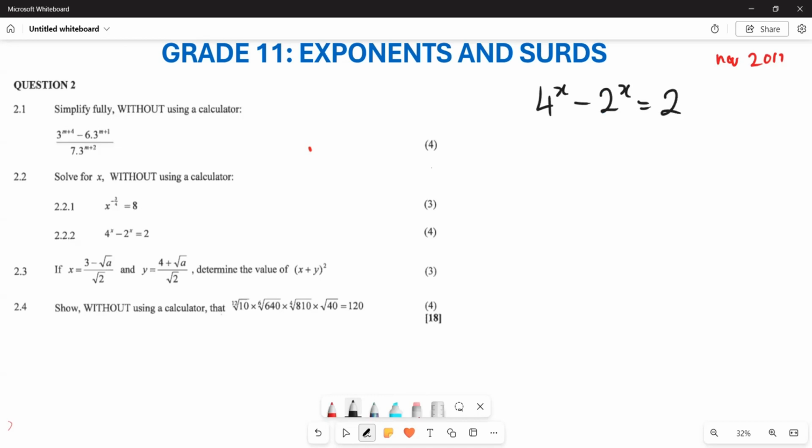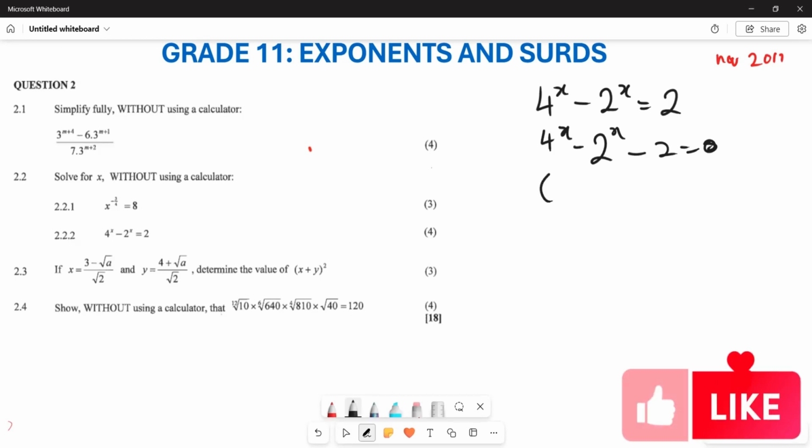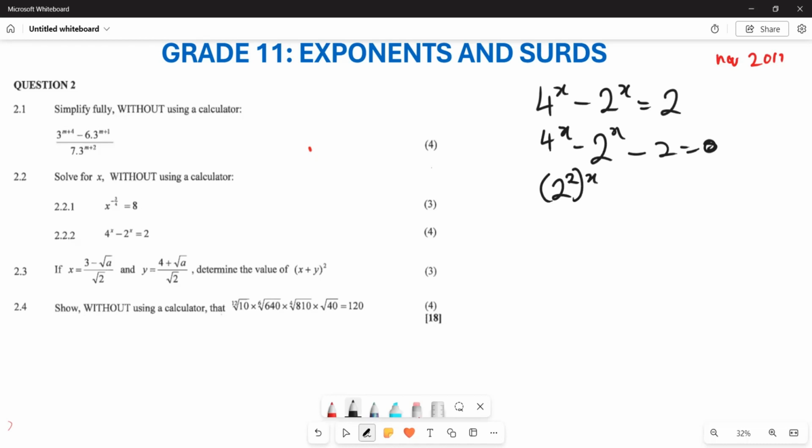What I want you to do here is this: 4 to the power of x, subtract 2 to the power of x, subtract 2, equals 0. In this type of question, I want to use my K method. Specifically on this one, I want to show you something. If you want to use your K method, you must understand that 4 to the power of x is the same as 2 to the power of 2 to the power of x.